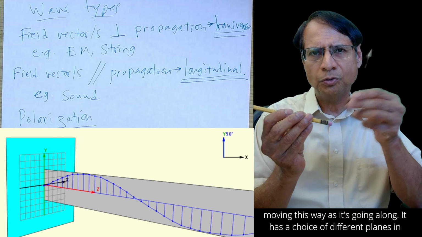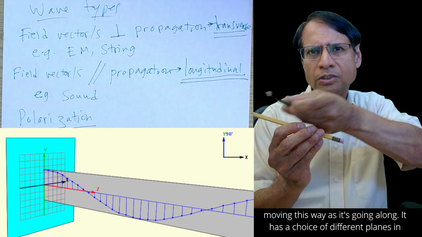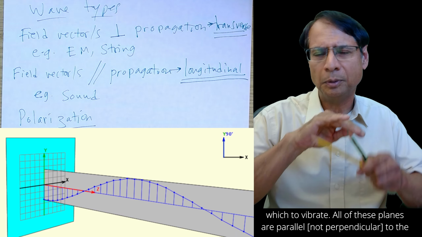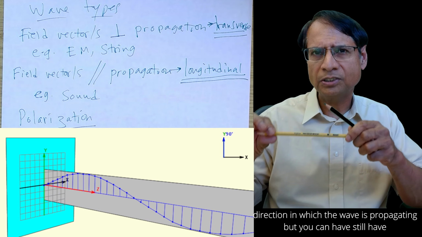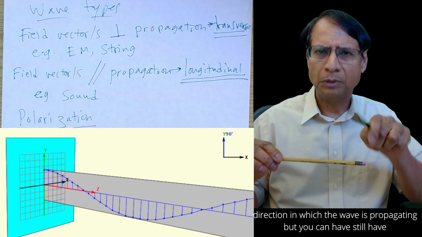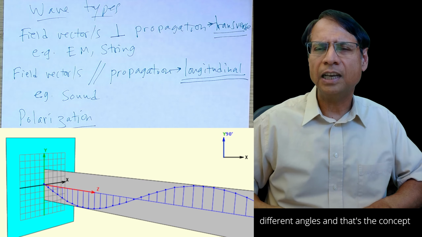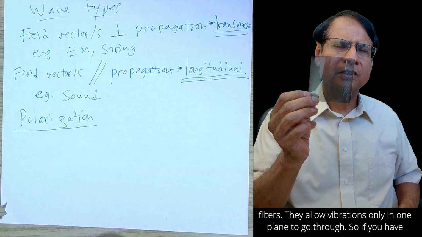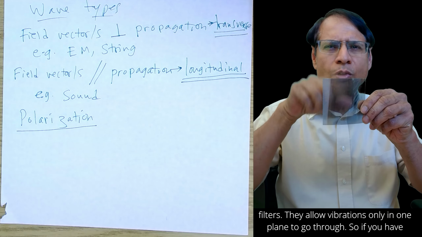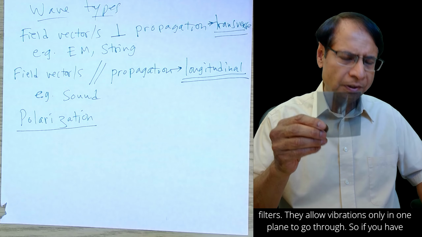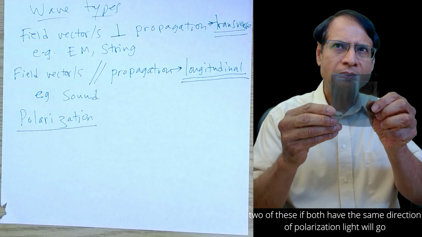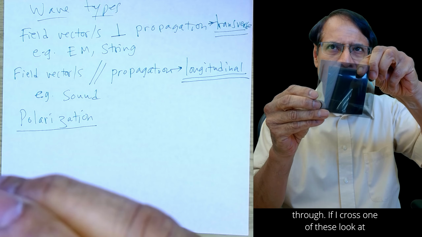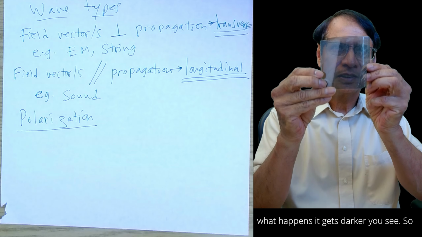This field is moving this way as it's going along. It has a choice of different planes in which to vibrate. All of these planes are perpendicular to the direction in which the wave is propagating, but you can still have different angles, and that's the concept of polarization. So these are polarizing filters. They allow vibrations only in one plane to go through. So if you have two of these, if both have the same direction of polarization, light will go through. If I cross one of these, look at what happens. It gets darker, you see?